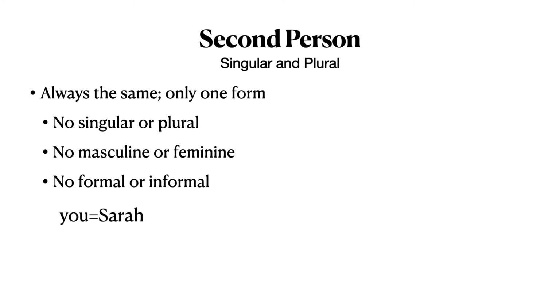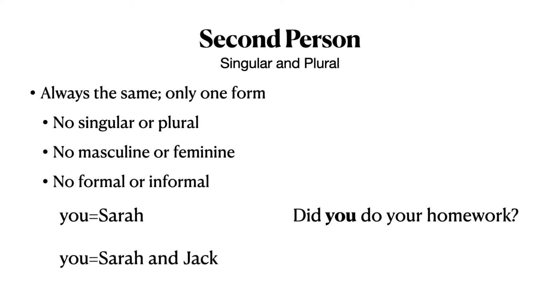So if I'm talking to Sarah, I would say you. Did you do your homework? If I'm talking to Sarah and Jack, I'll also use you. Did you do your homework? Even though I'm talking to two people, it's the same form.